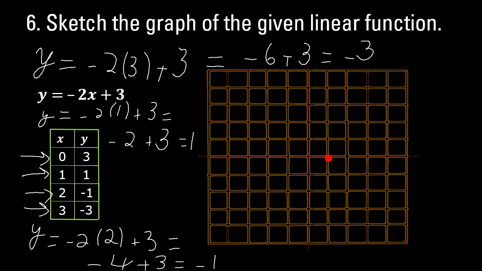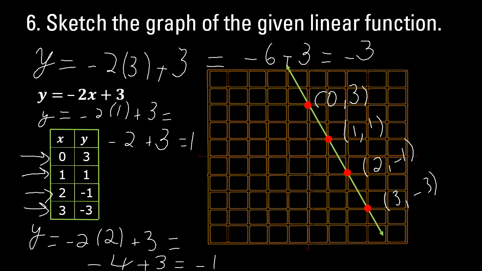All right, now we have these points. So we have (0, 3), and we have (1, 1), then we have (2, -1), and then we have (3, -3). Join the points, and we get our line. So this line is the one with equation y equal -2x plus 3.